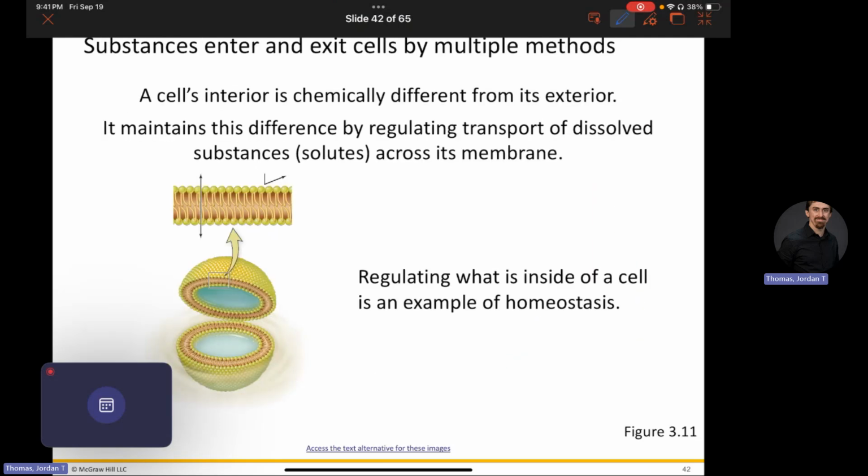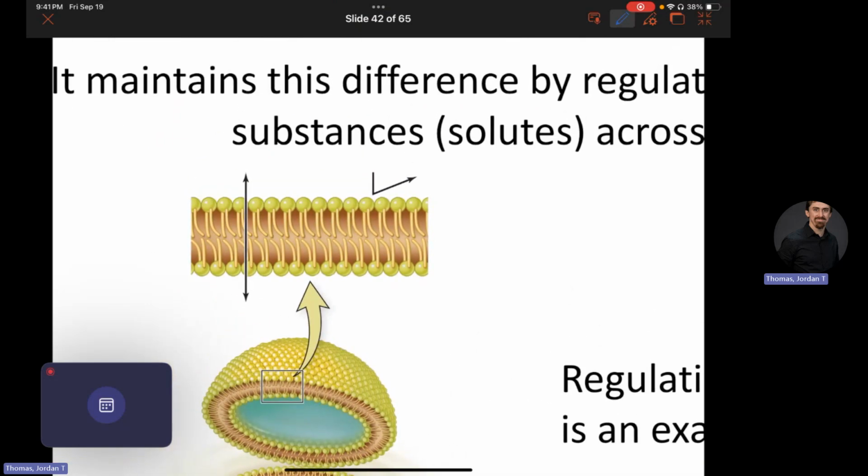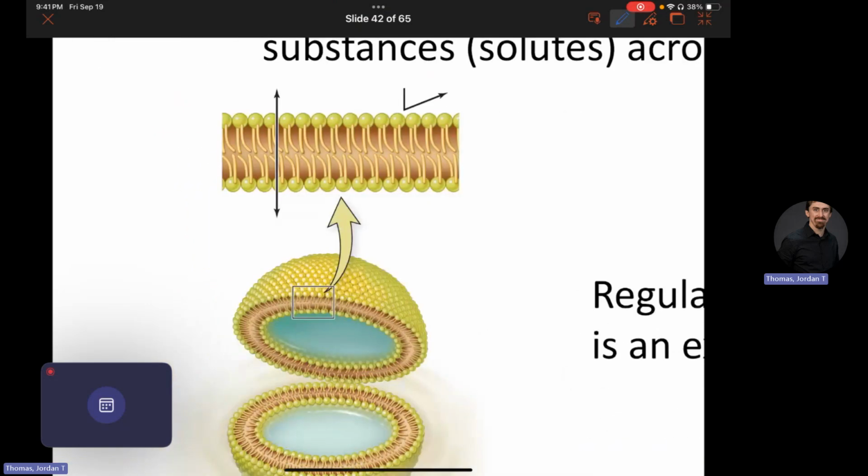Remember that the membrane is made up of what's called phospholipids. We talked about this briefly in the last unit, where phospholipids are these structures right here.